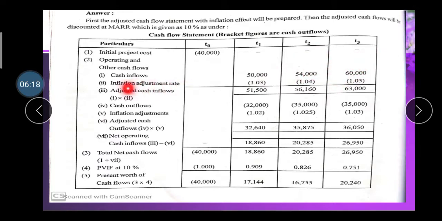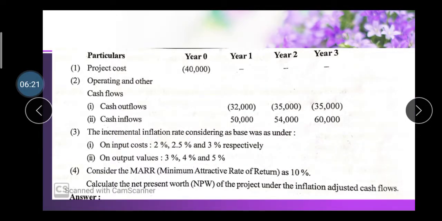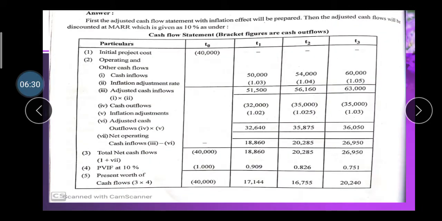Then what are the inflation rates on the inflow? Here you see the inflation rates on the inflow are 3%, 4%, and 5% on output. Okay, so here the adjusted inflation factors are 1.03, 1.04, and 1.05. So you should multiply 50,000 with 1.03, so you get 51,500 rupees. Then 54,000 multiplied by 1.04, so you get 56,160. Then 60,000 multiplied by 1.05, so you get 63,000.